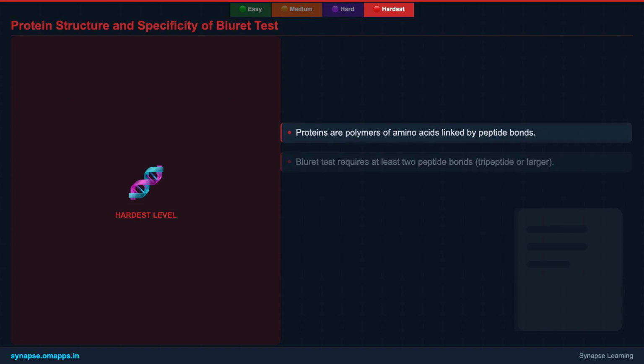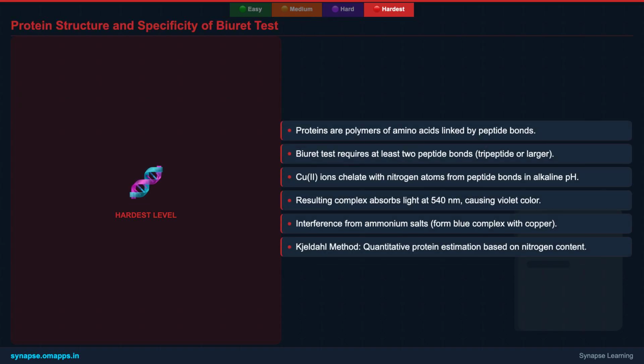Let's dive deeper into protein structure and the Biuret test's specificity. Proteins are polymers formed by amino acids linked by peptide bonds. The Biuret test is incredibly specific because it requires at least 2 peptide bonds to form the characteristic violet complex with copper 2 ions. This means individual amino acids or very short dipeptides won't react.